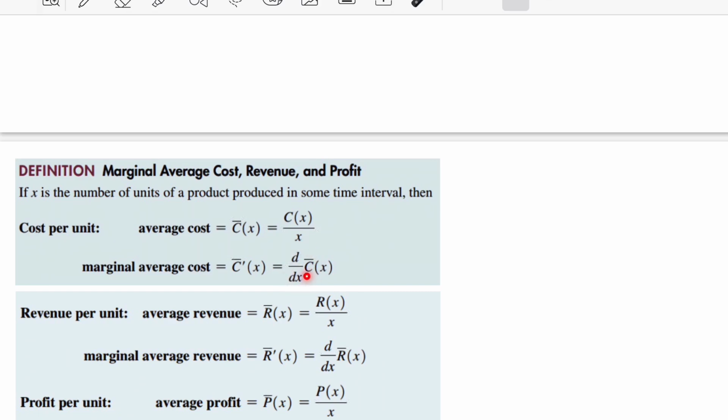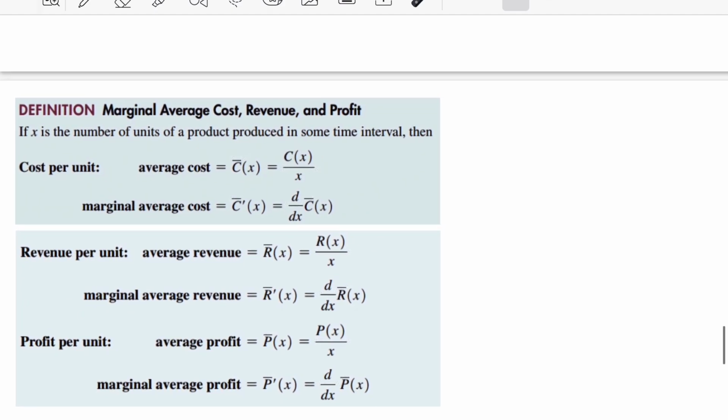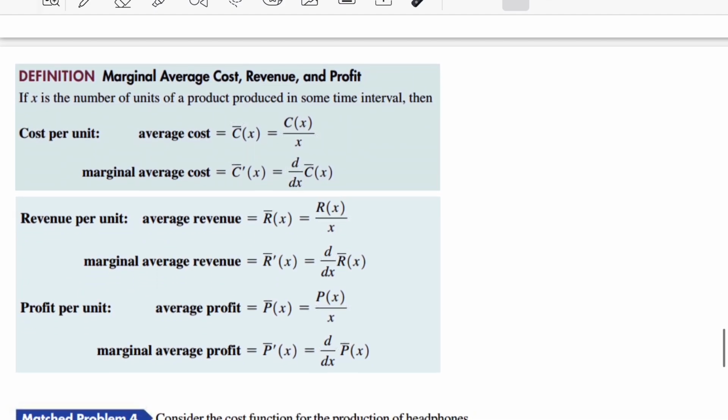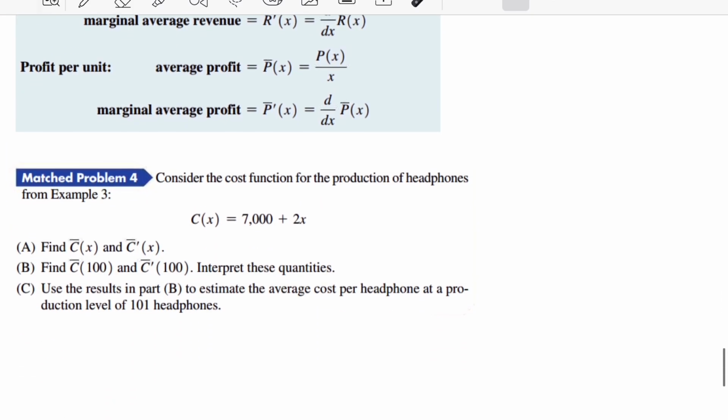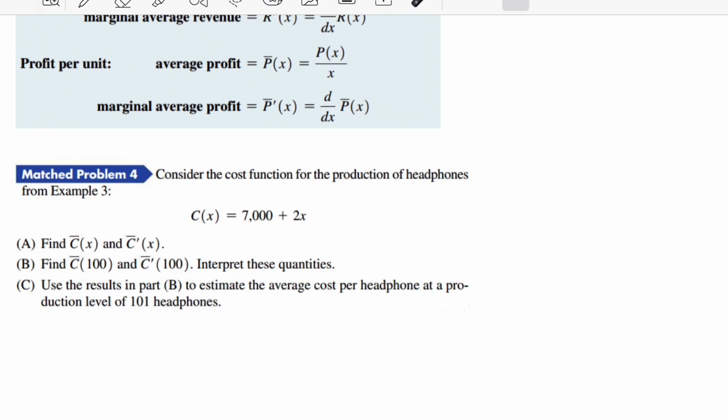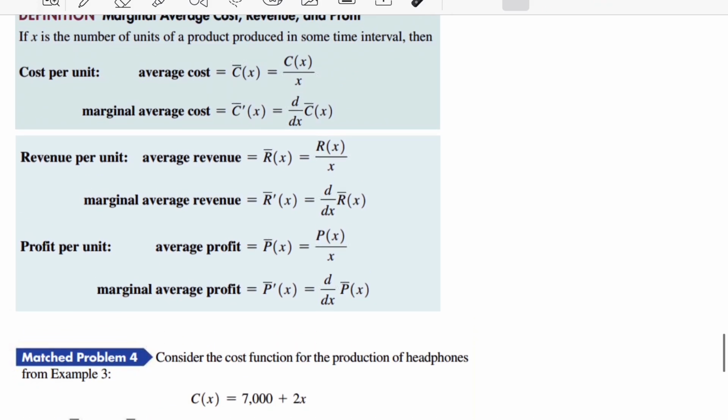And we'll get that by finding the derivative of our average cost, not by taking the derivative of C of X and then dividing by X. And then similarly for the average revenue and marginal revenue and average profit and marginal profit. So we'll look at this example. We're given the cost function for the production of headphones that we just saw in example 3, and we want to find C bar of x and C prime bar of x, or in other words, our average cost and our marginal average cost.